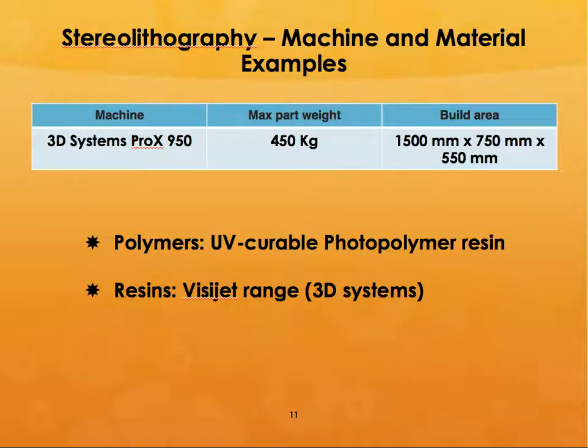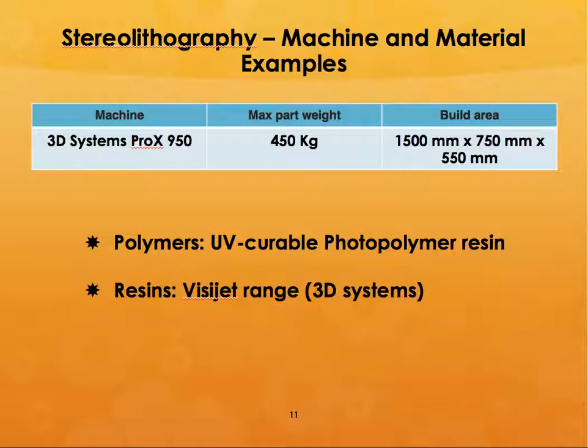So what are some examples of machines and material examples? This one is about a year old, but I think these machines are still there. 3D Systems is the biggest manufacturer of stereolithography equipment, and this is one of the largest machines made by 3D Systems.